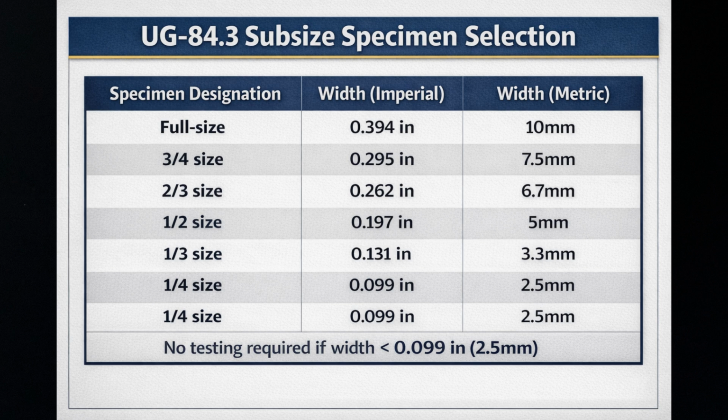Important cutoff. If the maximum obtainable specimen width along the notch is less than 0.099 inches, 2.5 mm, no impact testing is required at all. The material is simply too thin to produce a meaningful specimen.